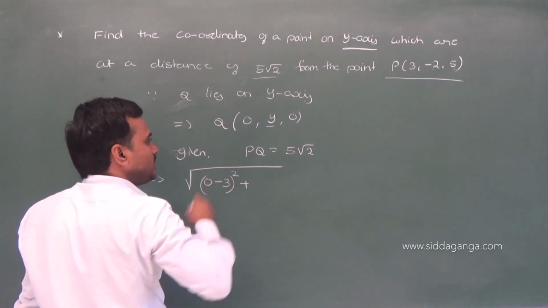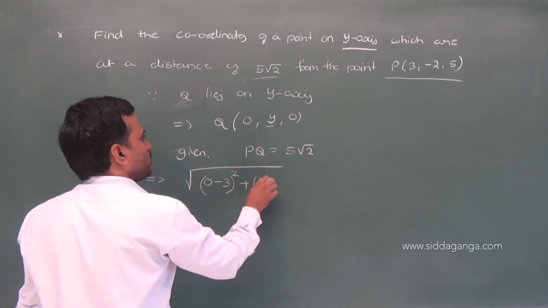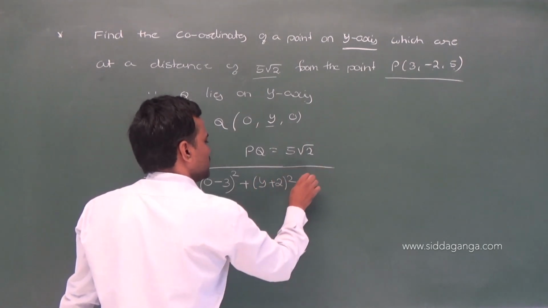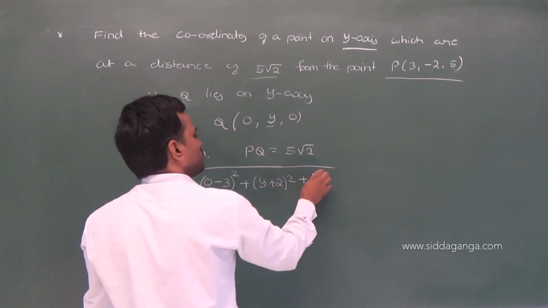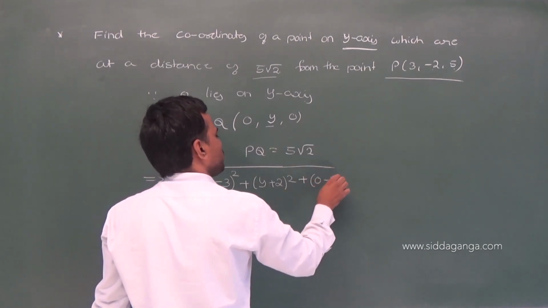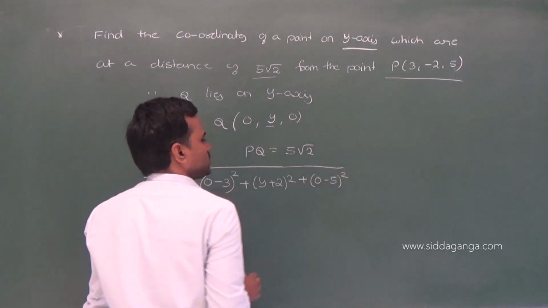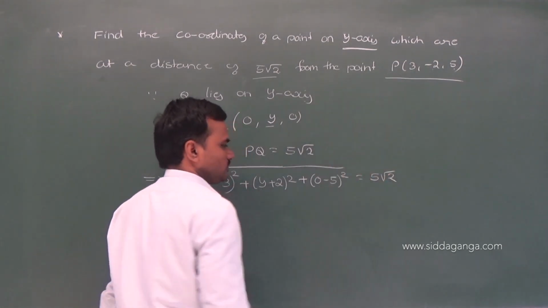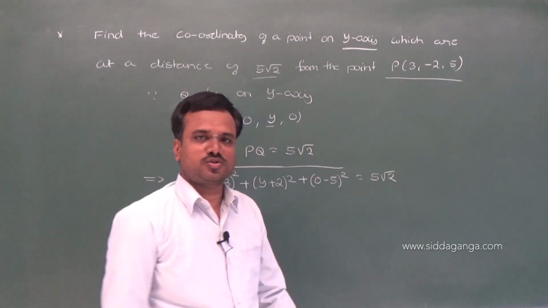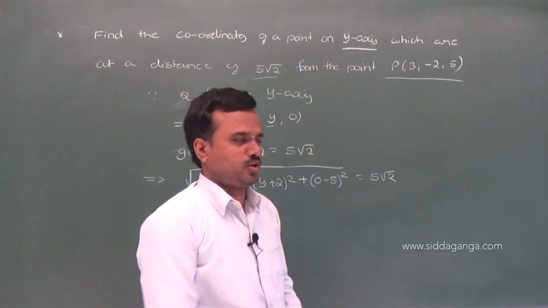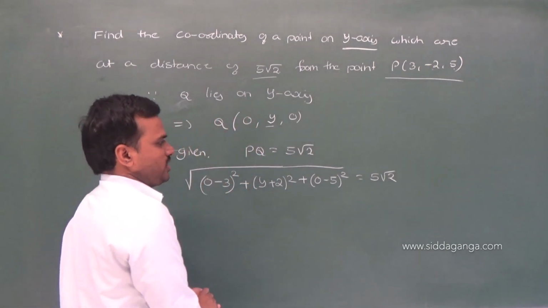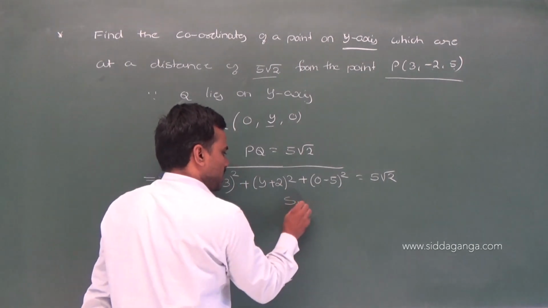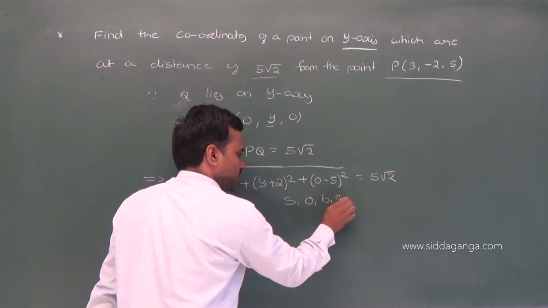Plus (y2 minus y1) whole square, (y minus of minus plus 2) whole square, plus (z2 minus z1) whole square, (0 minus 5) whole square, is equal to what? 5 root 2. Correct? Then how to solve this one? First we remove the square root. For that, what do we do? Squaring on both sides. Correct now?